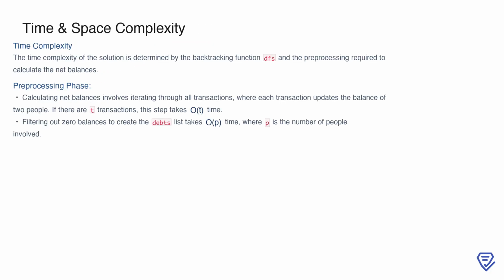The time complexity of solving the optimal account balancing problem is influenced by two main components: pre-processing the data and the backtracking algorithm. In the pre-processing phase, we first calculate the net balances for each person by iterating through all the transactions. Since each transaction updates the balance of two people, and there are t transactions in total, this step takes O(t) time. After calculating the balances, we filter out those with zero balances to create the debts list. If there are p people involved, this filtering step takes O(p) time. Together, these pre-processing steps lay the foundation for the backtracking phase that follows.